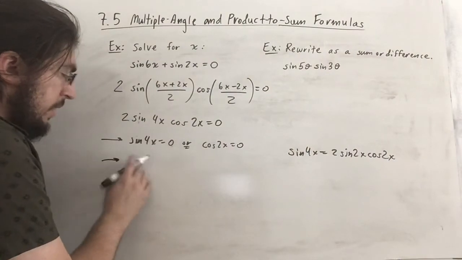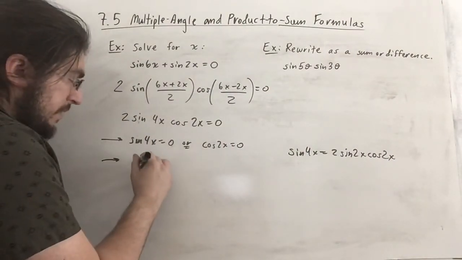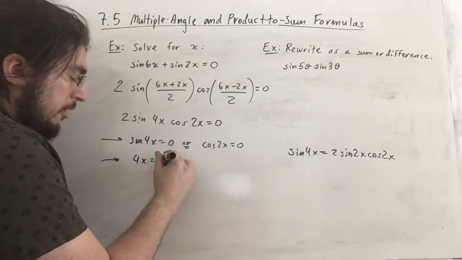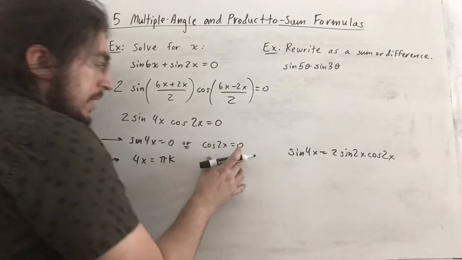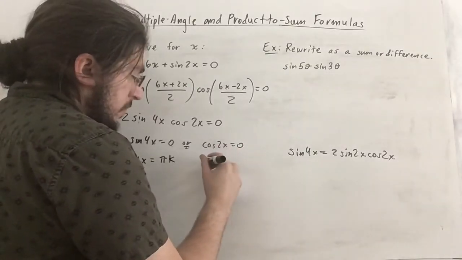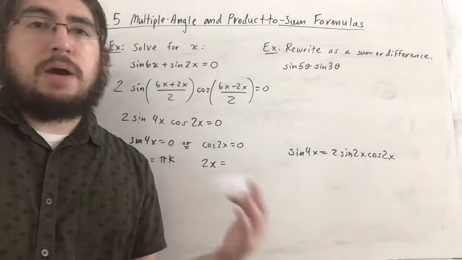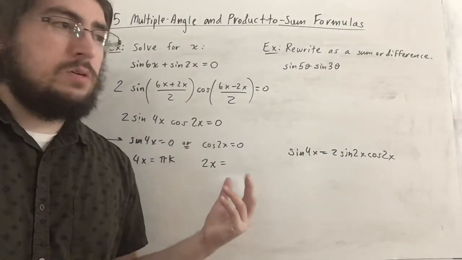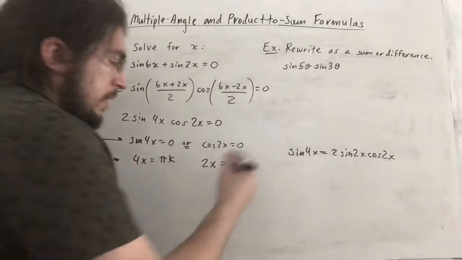So notice, when is sine 0? Sine is 0 for any multiple of pi. So that means 4x, its argument, must be pi times k. Here, when is cosine 0? Cosine is 0 when its inside is a multiple of pi over 2. So either it's pi over 2 or 3 pi over 2 in one rotation.